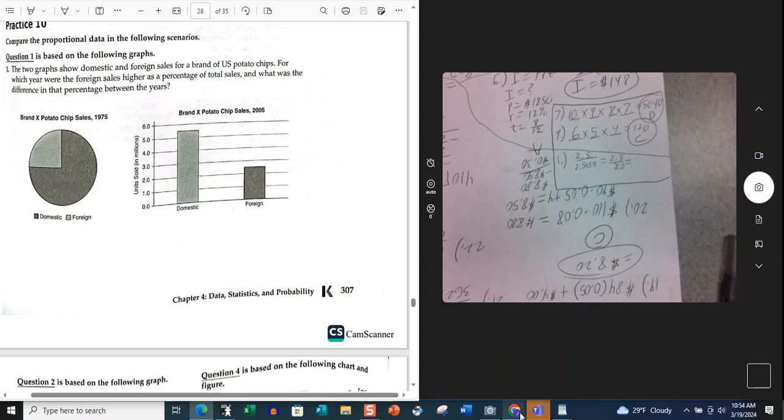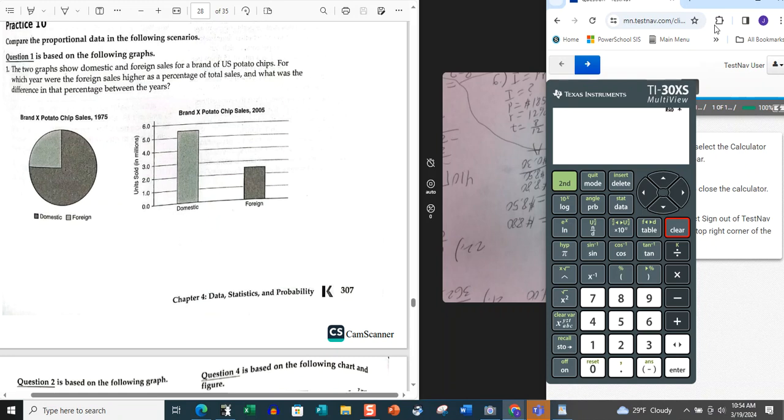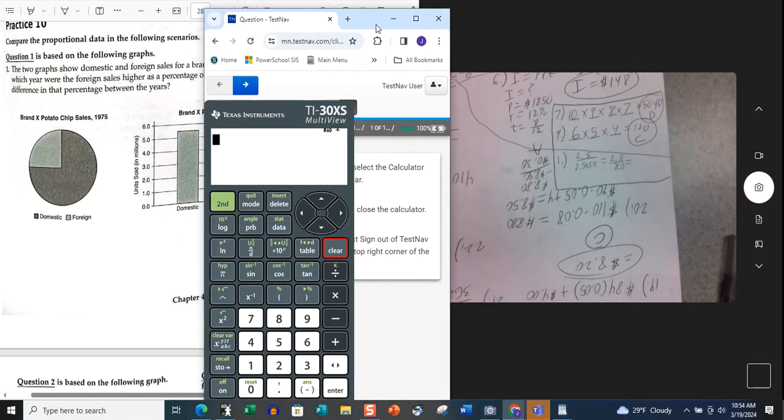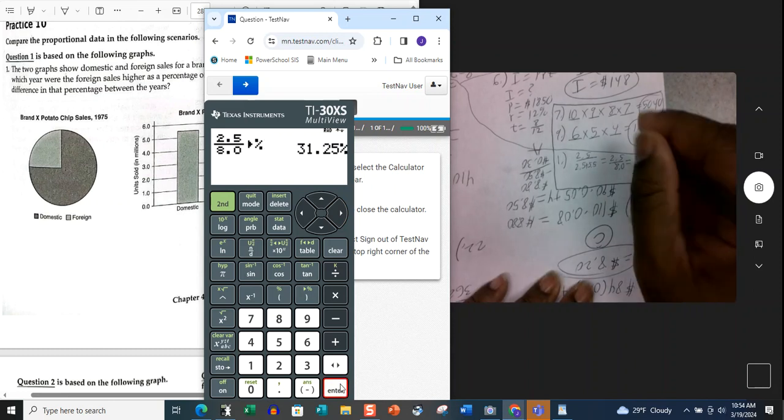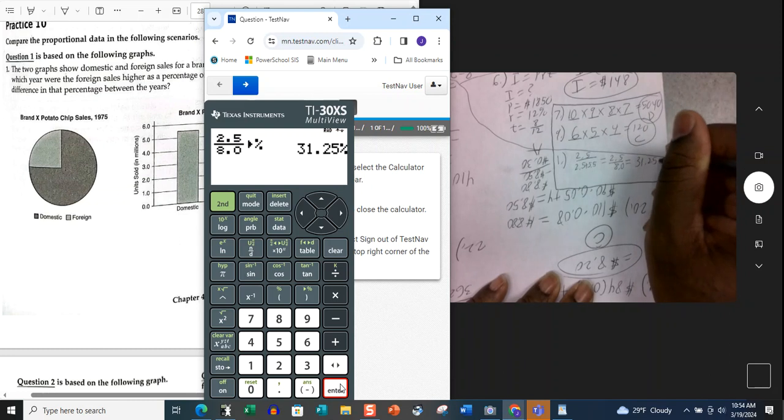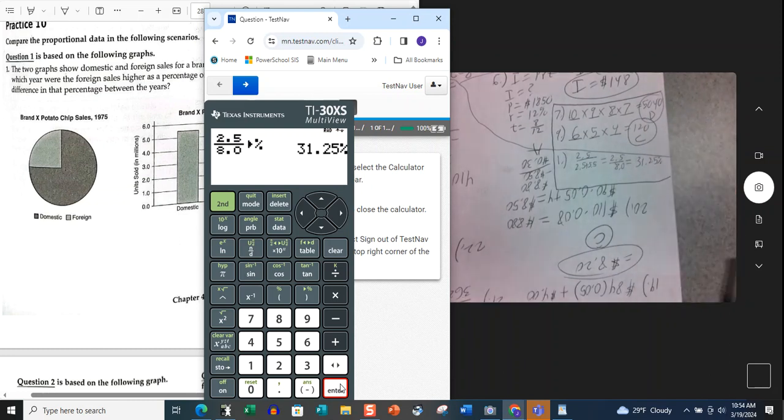So we would take our calculator, press N over D, add 2.5, and then in our denominator we add 8.0. Hit the right arrow and press second and a closing parenthesis, and then press enter. And that will give us 31.25%. Now remember, we said with this circle graph here, this is about 25%.